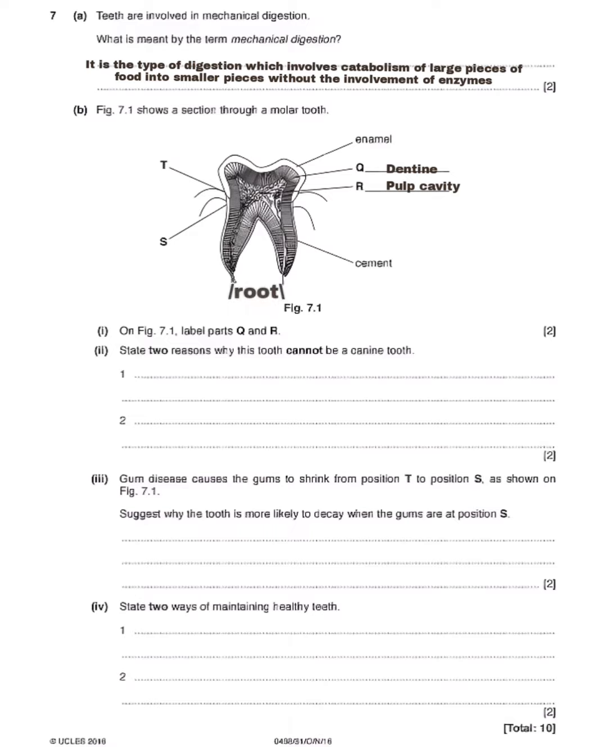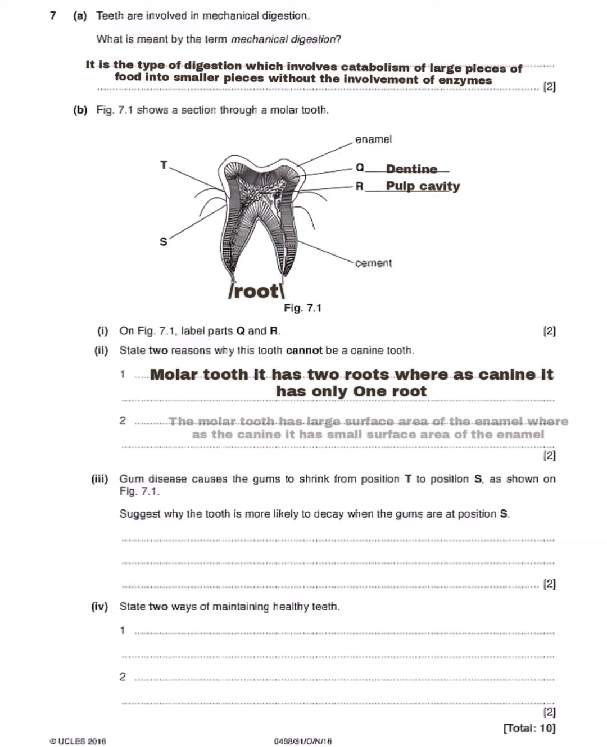Okay, so I'm going to say the molar tooth has 2 roots, whereas the canine has only 1 root. Then the next one, I'm going to talk of the surface area of the enamel. I'm going to say the molar tooth has a large surface area of the enamel, whereas the canine has a smaller surface area of the enamel.